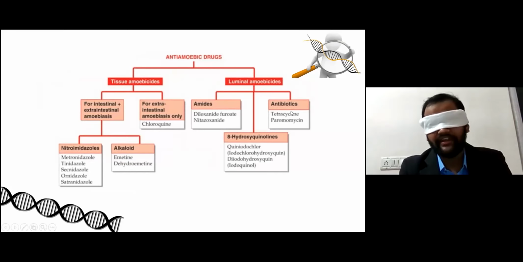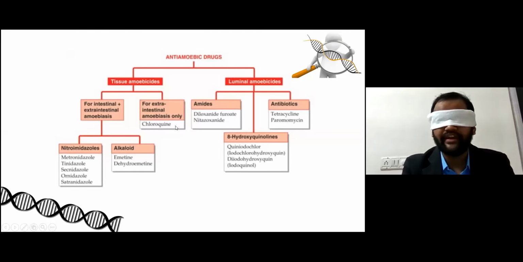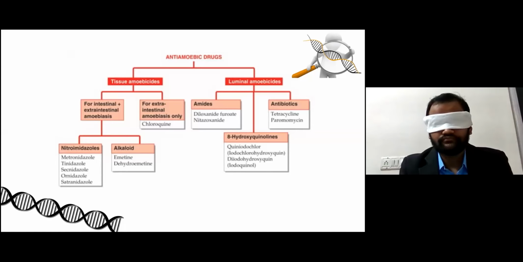Chloroquine is basically an anti-malarial drug, but it is also given as an anti-amoebic drug. It is used in extra-intestinal amoebiasis, which is amoebiasis occurring outside the intestine. It is a tissue amoebicide. Excellent. Next slide, please.